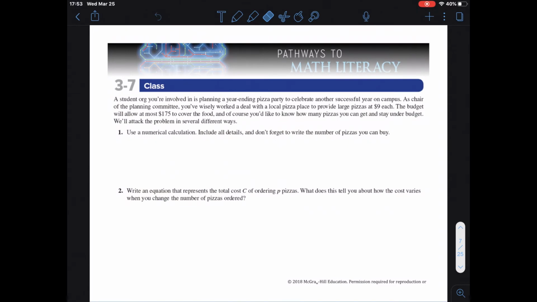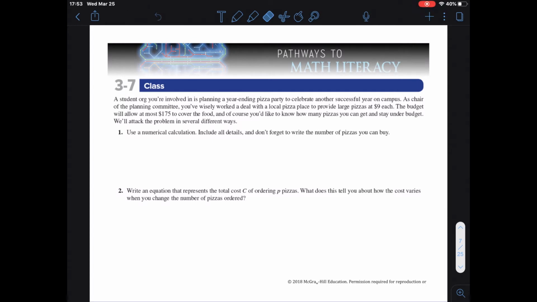So let's assume that we're in some student organization and we're planning a year-end pizza party to celebrate another year on campus. As chair of the planning committee, you've worked a deal with a local pizza place to provide large pizzas at $9 each. The budget will allow at most $175 to cover the food, and you want to figure out how many pizzas you can possibly get to stay under budget.